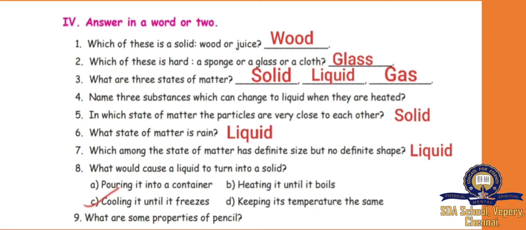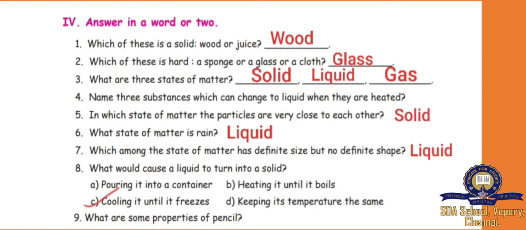Which of these is hard? A sponge or a glass or a cloth? Sponge is hard or soft? Sponge is soft, right? Now cloth, what about a cloth? Cloth is also soft. So the glass is hard, right? The answer is glass. Okay?